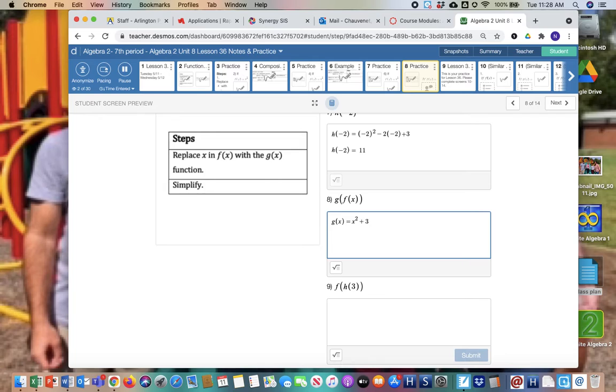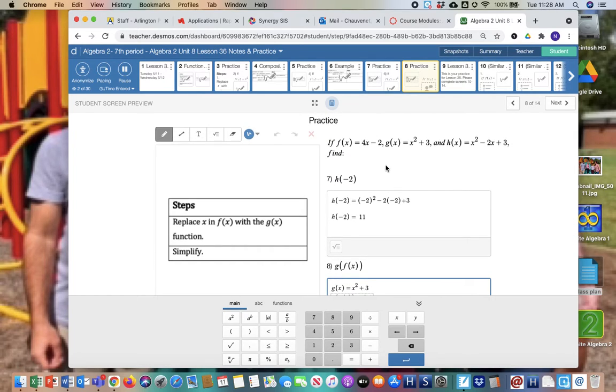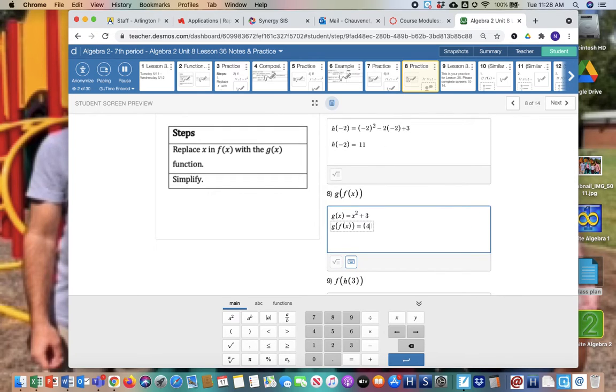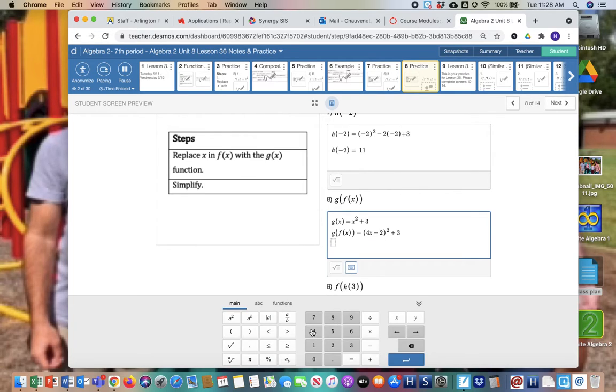Now, my next line is going to be to say, okay, I need g of f of x. How do I do that? Well, I'm going to write g of f of x equals, and for the x, I'm going to write the f of x equation, which is 4x minus 2. So it's going to look like this: 4x minus 2, squared, and then the plus 3.